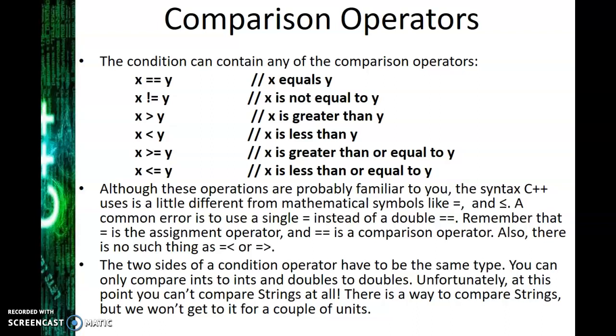And the last one, x is less than or equal to y, is the same thing. We put the equal sign on the right side of the less than symbol, saying x is less than or equal to y. And again, if x is less than or equal to y, it will return true, or else it will return false. Don't try to switch the equal symbol with the greater than or less than symbol. It will not work. It will cause an error.